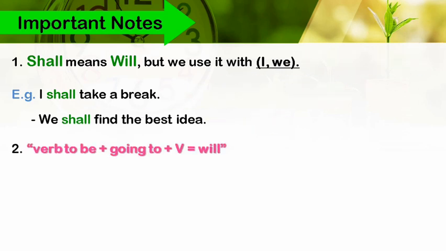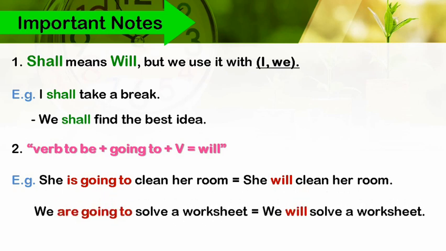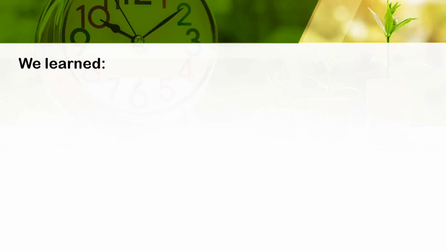The second note is verb to be plus going to plus verb equals will. This is another form to talk about the future. For example, she is going to clean her room is the same as she will clean her room, or we are going to solve a worksheet, we will solve a worksheet. These are the same, okay? Now, if I asked you, where is the verb in this sentence, she will clean her room? The verb is will clean, not will alone or clean alone. Will clean is the verb, okay?